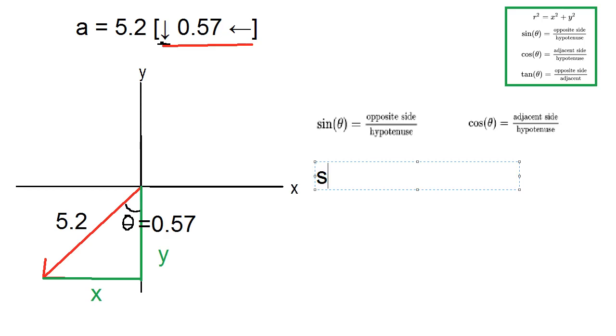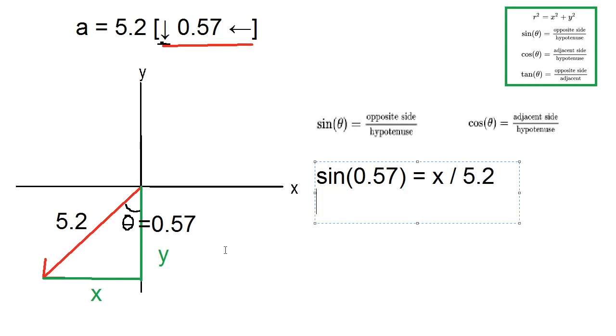If you take a look at sine, the sine of 0.57, again, make sure that this is in radians, is equal to the opposite side divided by the hypotenuse. If you take a look at the picture that you've drawn, the side opposite the angle, the one that doesn't touch it, is x. And this is in turn divided by the hypotenuse, which is 5.2. This is a one variable equation.